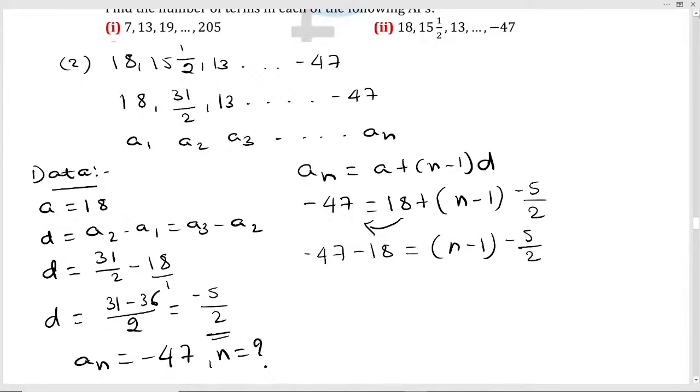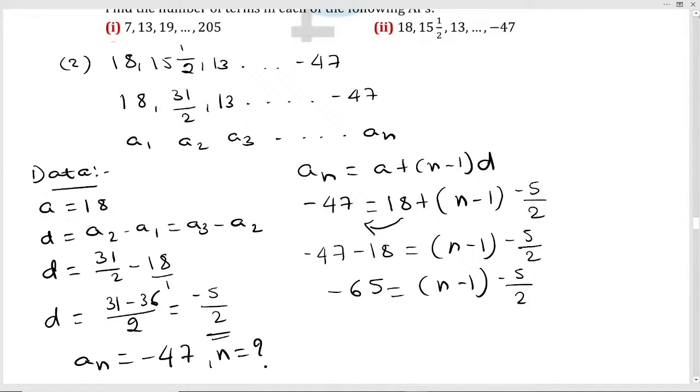Now just observe carefully here, children. Minus into minus will be plus, so you need to add. If you add this, the answer is -65 equals (n - 1) into -5/2.